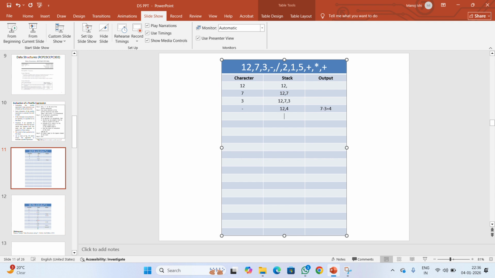We push the result of this operation back onto the stack, so my stack becomes 12 and 4. Now next is division, which is again an operator, so we have to pop the two operands from the stack, which are 12 and 4, where 4 is the topmost element and 12 is next to the top. We represent the topmost element as A and the next element as B, so we apply B operator A, so it will be 12 divided by 4, which is equal to 3. Then push the result back to the stack.